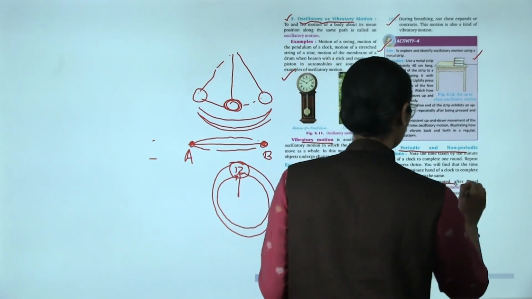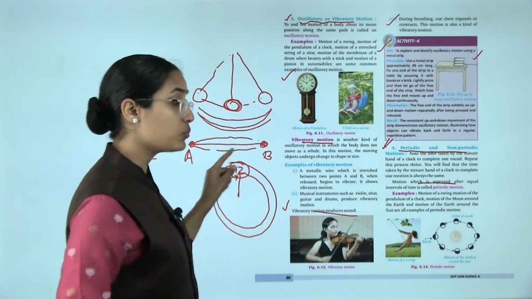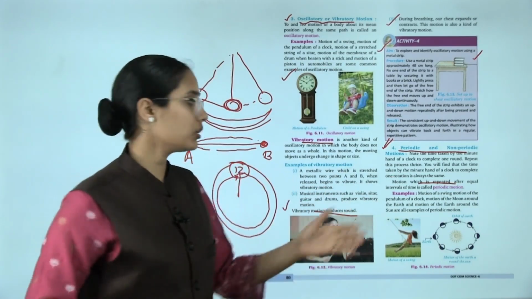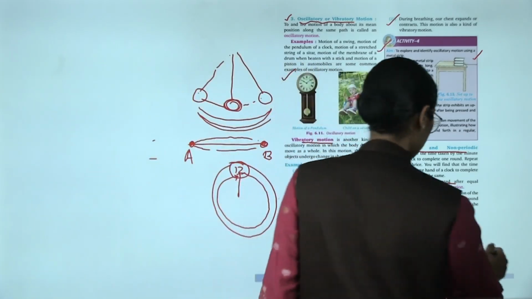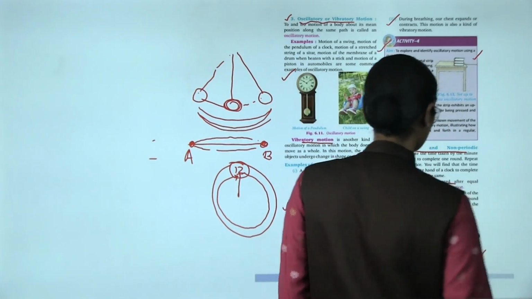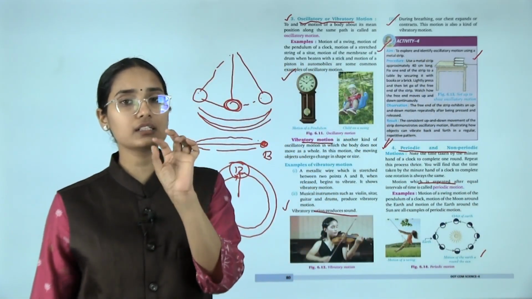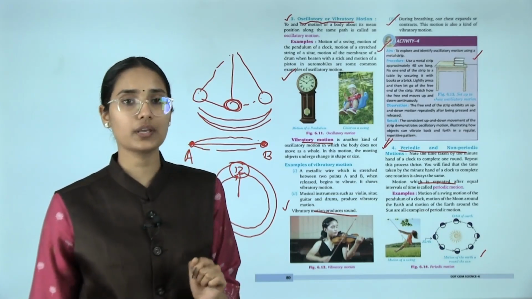This motion is repeated, right. Can you see the motion is repeated? The movement is repeated after an equal interval of time. This is called a periodic motion. This is seen in the case of the earth, the movement of the earth around the sun, right. It takes exactly the same time every year, okay.